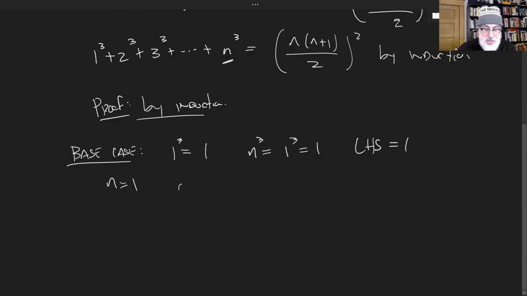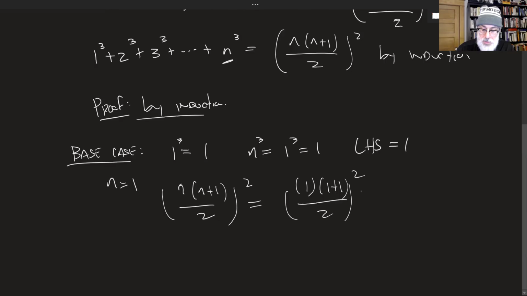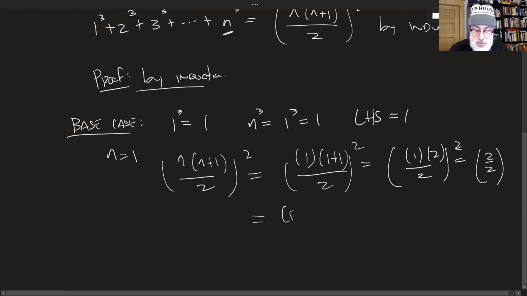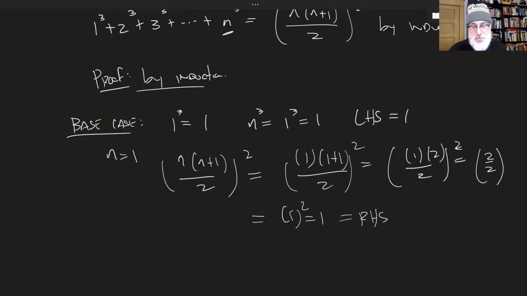So let's look at n times n+1 divided by 2 squared. And we're going to replace n here with 1 and see if it equals 1. If it doesn't equal 1, well, then we have a problem. But so 2 divided by 2 is 1. 1 squared is 1. So that's the right-hand side. So the base case holds. The left-hand side and the right-hand side are the same. So we can proceed to the inductive step.